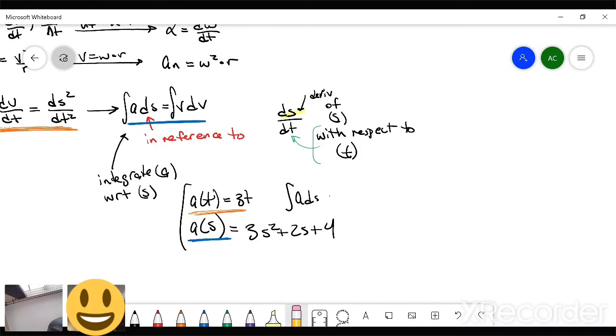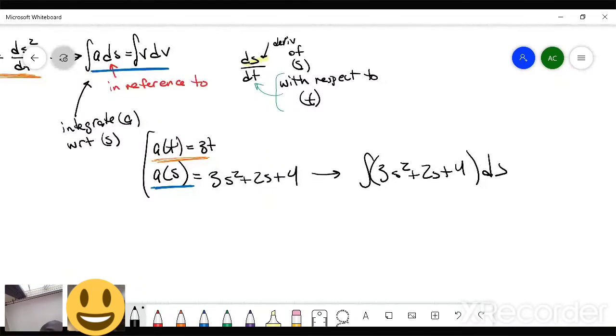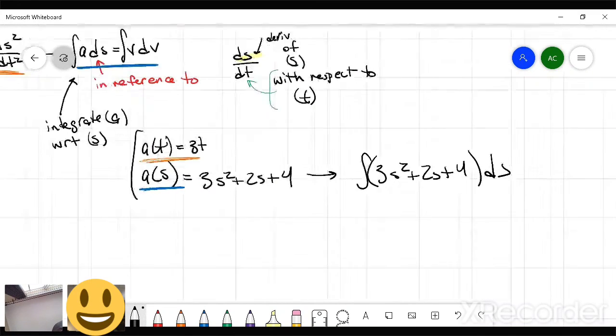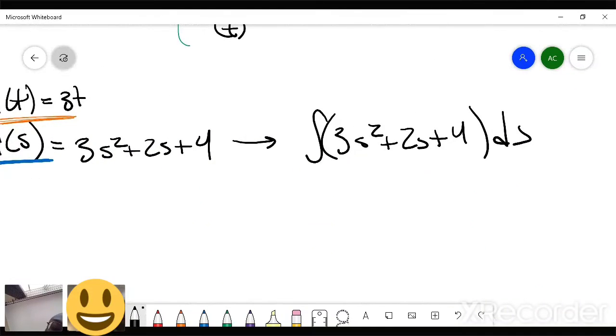a ds is now going to be the integral of 3s squared plus 2s plus 4 ds, which is a very, very realizable integral. Make some sense? And so you just do your regular integral. Oh, hold on, it's not 6s, I did the derivative by mistake. It'll be 3 over 3, which is s cubed plus s squared plus 4s. And then you have to use your bounds, a1 to a2, and that's going to be velocity.